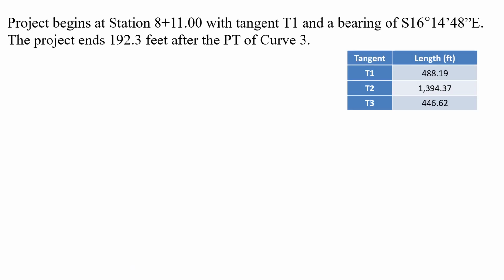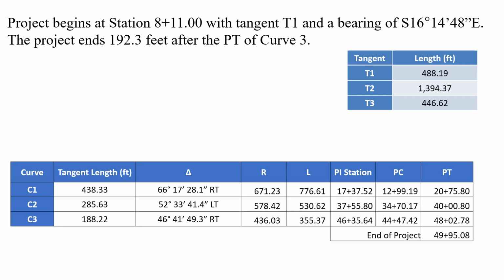So we're told that the project begins at station 8 plus 11 with tangent T1 and a bearing of south 16 degrees, 14 minutes, 48 seconds east. And we're told that the project ends 192.3 feet after the PT of curve 3. So we have our tangent table that we were given, and then I've expanded the table that has some of the curve information. So we have 3 tangents and 3 curves. We're going to start with tangent T1, then curve 1, tangent 2, curve 2, tangent 3, curve 3, and then we end 192.3 feet after the PT of curve 3.